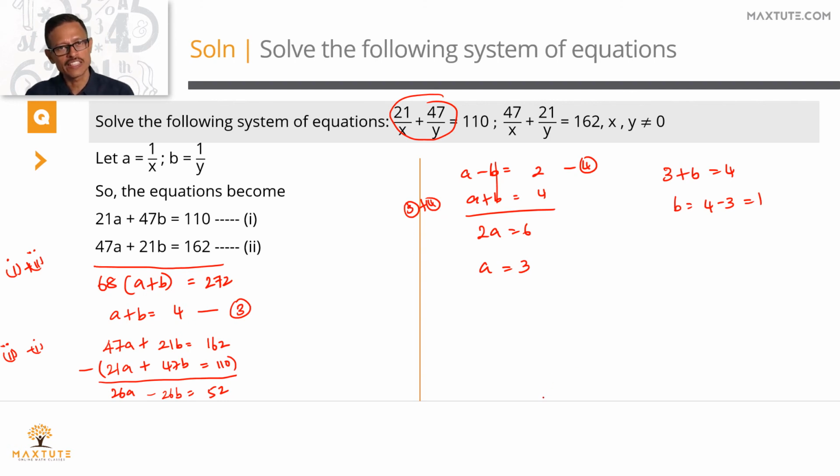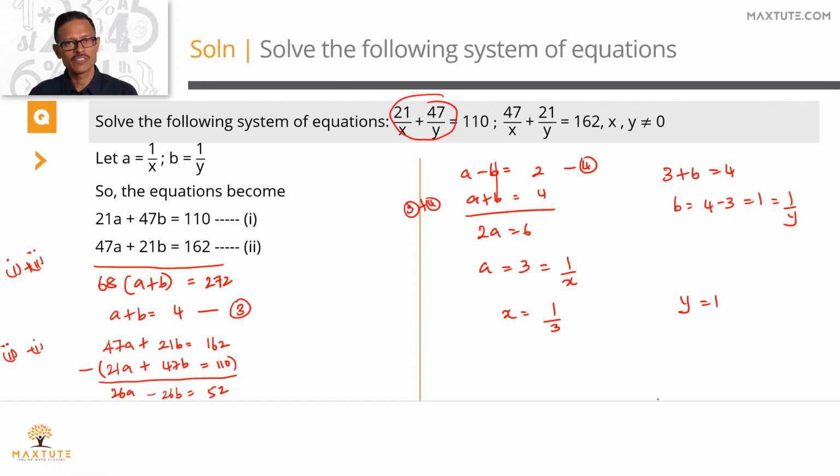We need to find the values of x and y. What is x? a is equal to 1 by x. a is 3, which is equal to 1 by x, which means the value of x will be equal to 1 by 3. b is equal to 1 by y. b we computed to be 1, which is equal to 1 by y, which means the value of y is equal to 1. x equals 1 by 3, y equals 1.